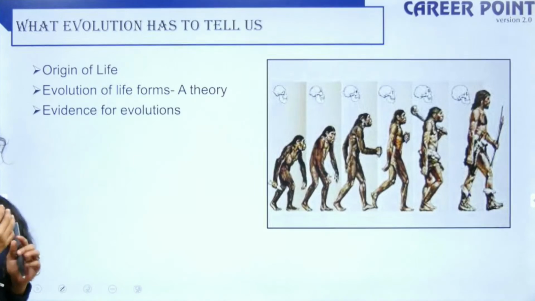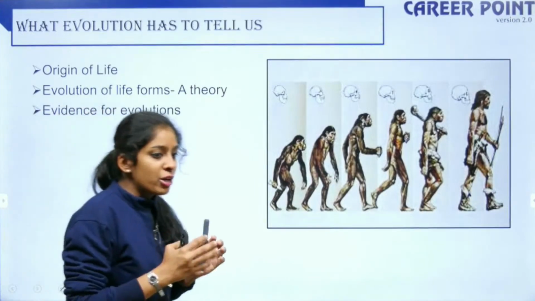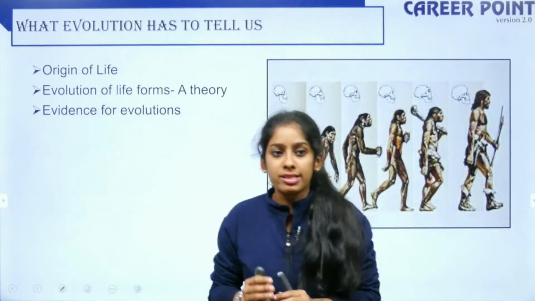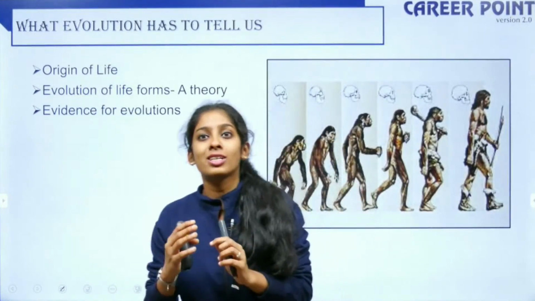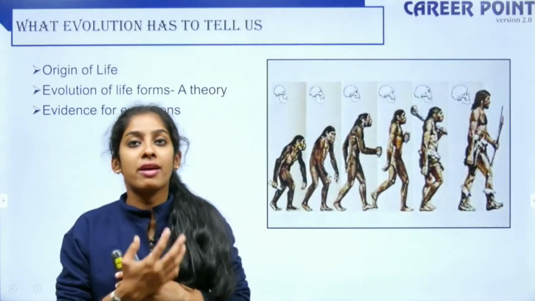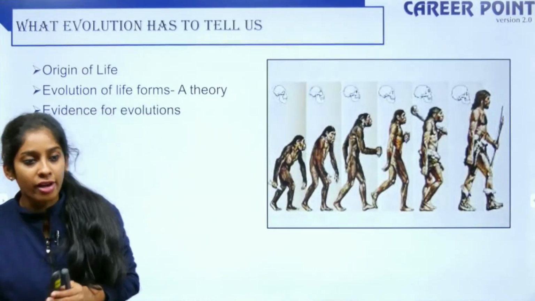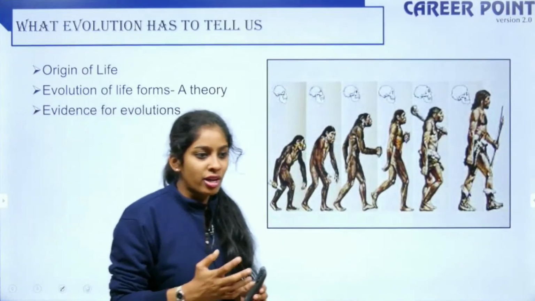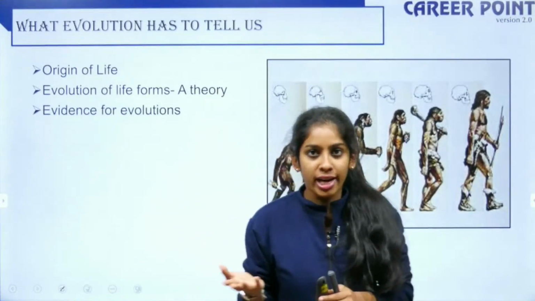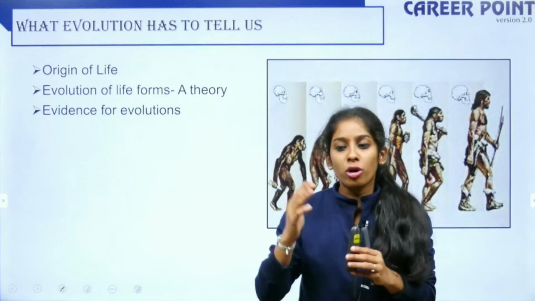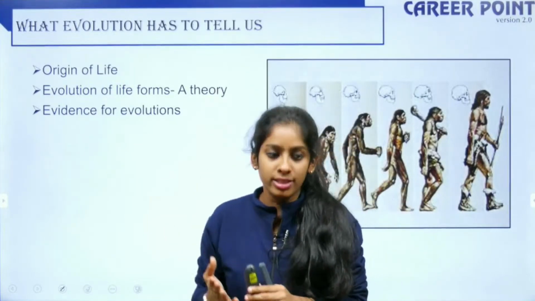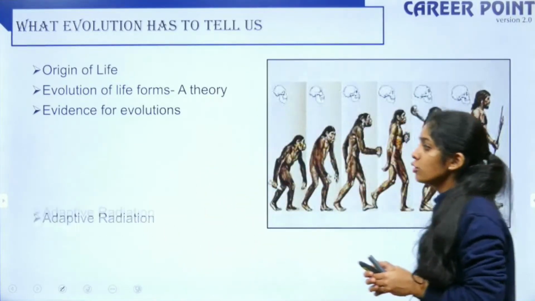Then evidence for life, evolution. How do you believe me when I say life existed? How do you believe me when I say dinosaurs existed on earth? I had some evidence to show you. Yes, this is how dinosaurs look. I had the skull of a dinosaur. Someone showed me a picture of a dinosaur. So you should have evidence, right? When I say life existed, what do I have? How do I support my theory? That is the evidence for evolution.